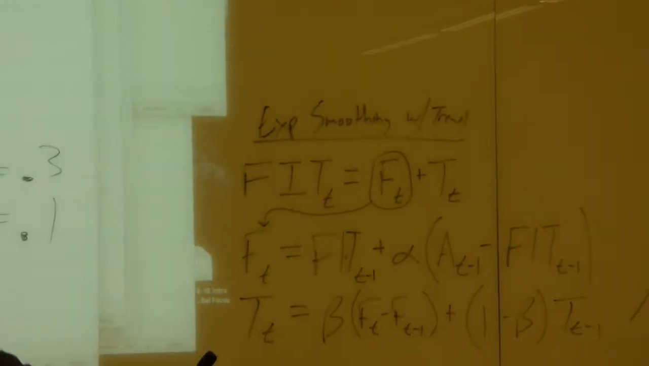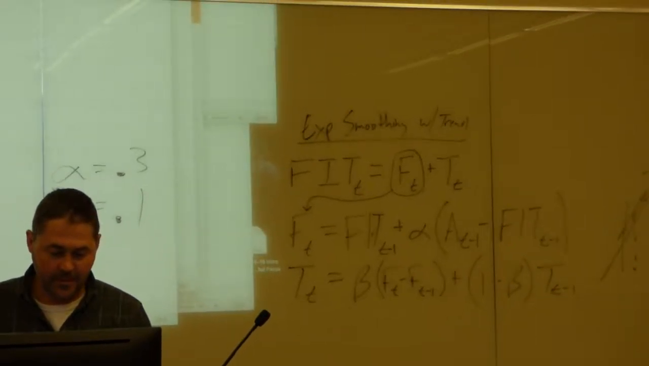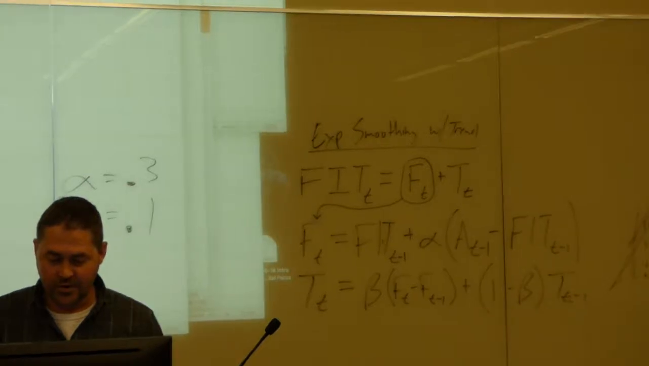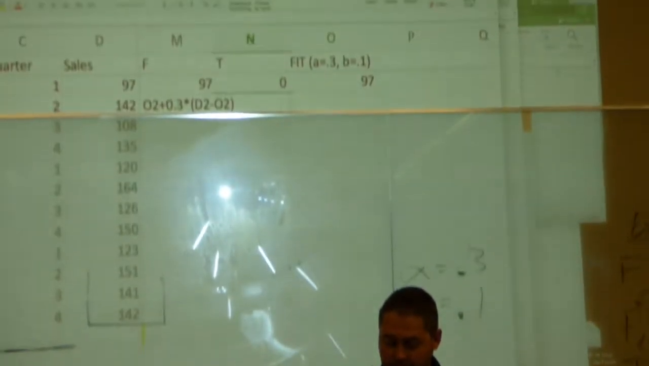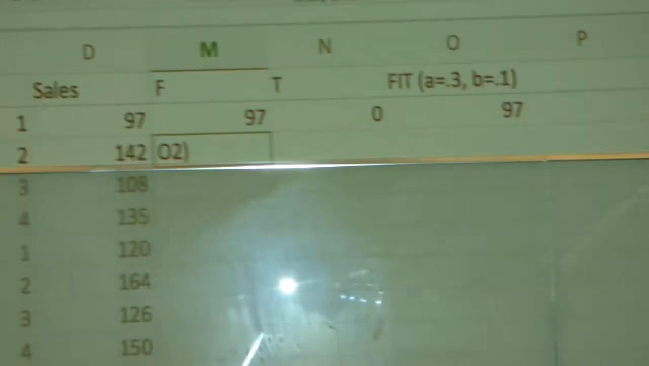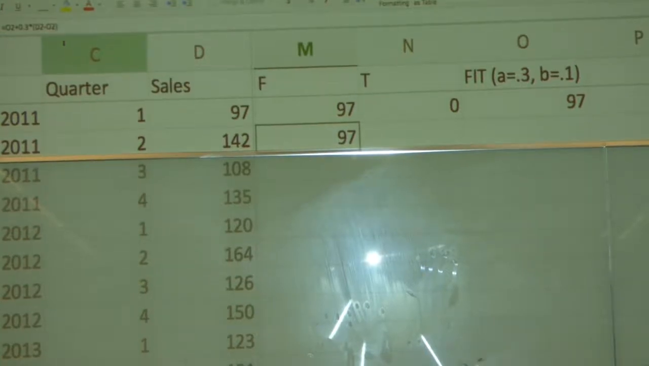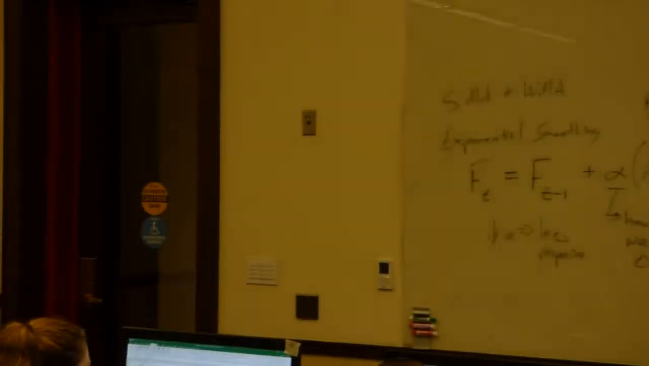Hey, can you go back to the 97? Sorry. Yeah, so it's 0.2. No, it's not 0.2. Oh, O2. That's my previous fit right here. Plus 0.3 times D2, my actual, minus O2, my previous fit. You got it now? Yes, that would be why you got it wrong.